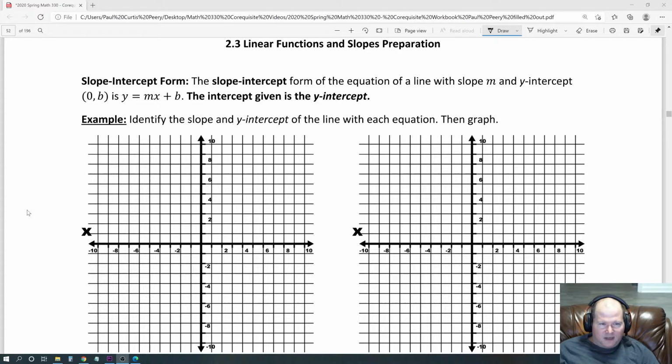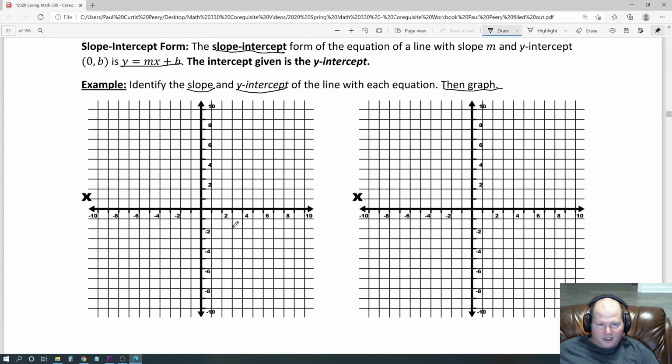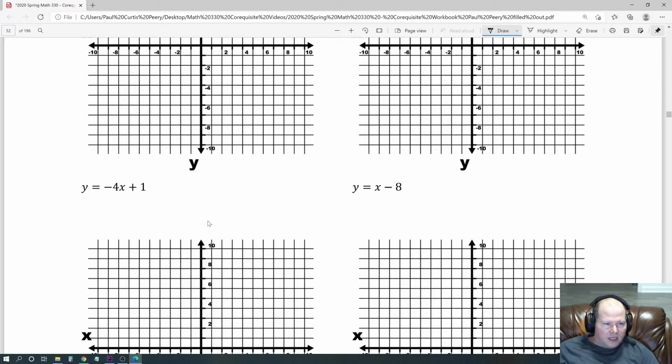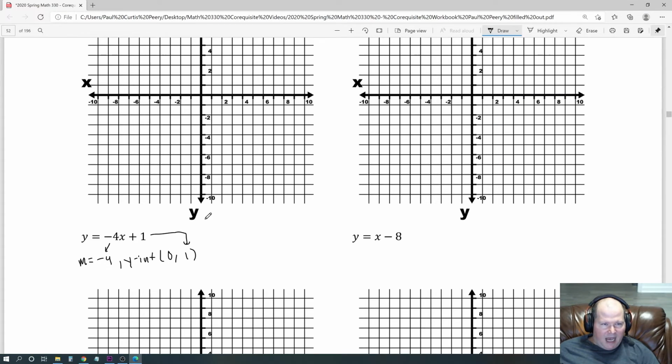Okay, so we're going to identify the slope and the y-intercept using this form right here, which is the slope-intercept form right here. And then based upon that, we are going to graph the equations. Okay, so this one's already solved for y. So first we're going to get the slope from it, which looks like it's a -4. And we also want to get the y-intercept from it, which is a (0, 1). Okay, now based upon this, how do I graph it?